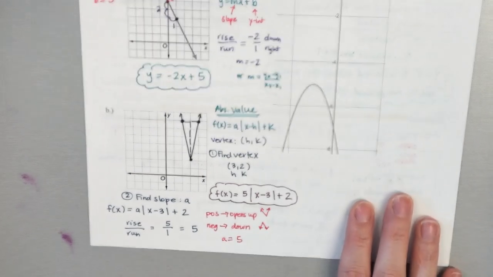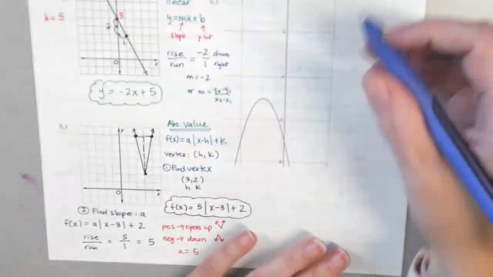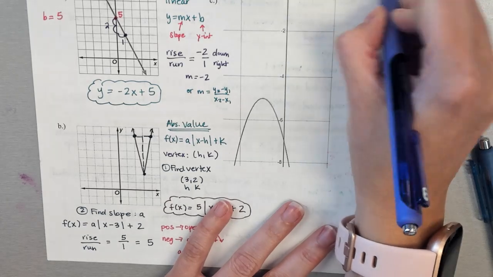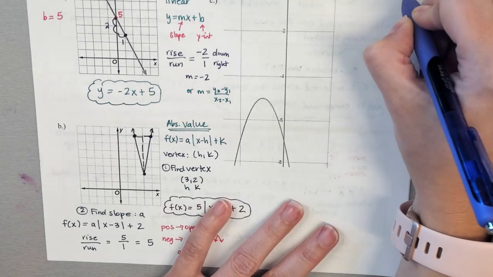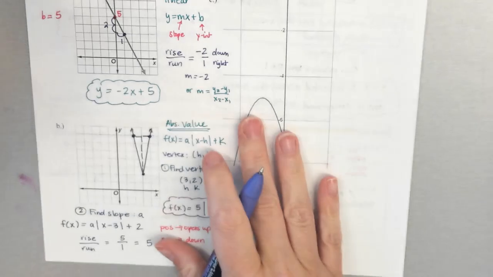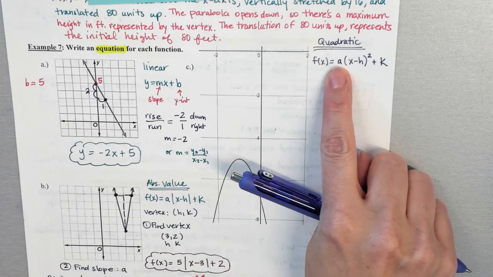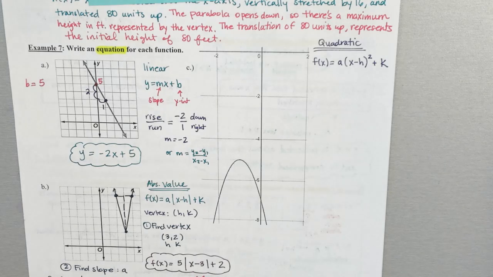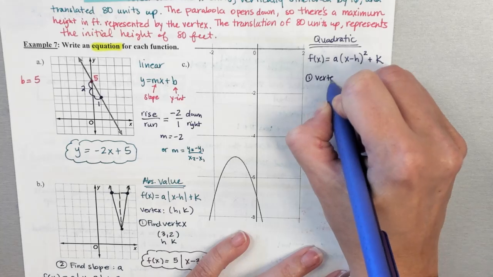All right, and then the last one is a quadratic. So just like with the absolute value, the quadratic standard form has an a value in front. So it's f of x equals a x minus h squared plus k. And we talked about this yesterday, but that a value in front, that's going to change if you have any type of vertical stretch or compression. And our first step is going to be the same. So your first step, you are going to find your vertex, which is HK.